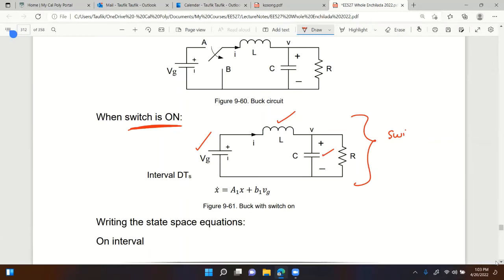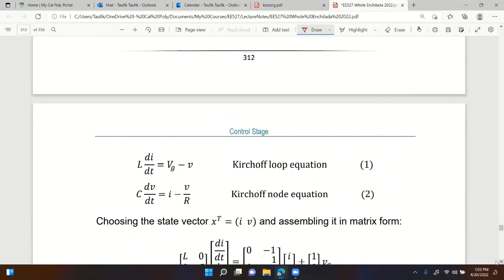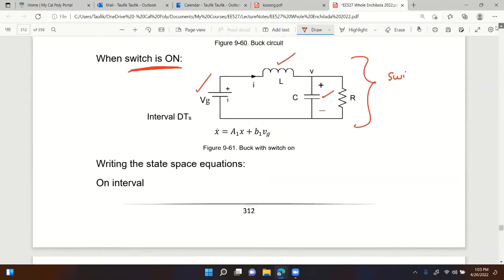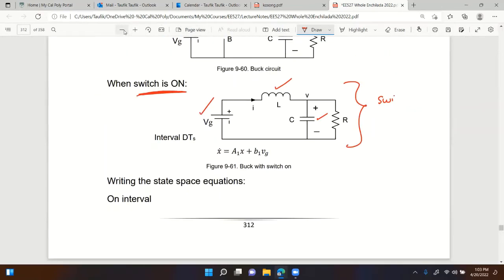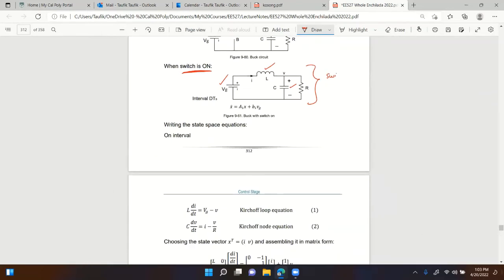So let's write the equations by KVL and KCL. I have to show this circuit. Let's see if I can fit the two. Yeah, right there. Hopefully you can still see. If you apply KVL around this loop, you get V of G, that's the input, equals the drops VL and VC. So from here, I get L dIL dt.